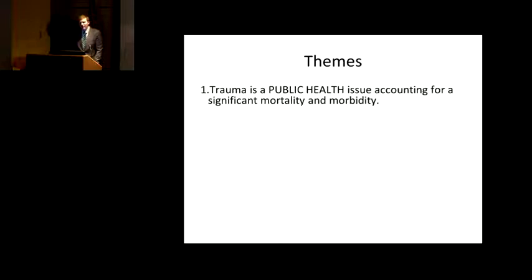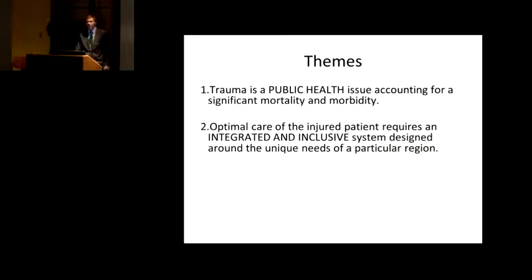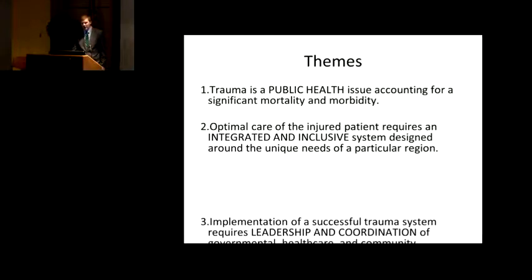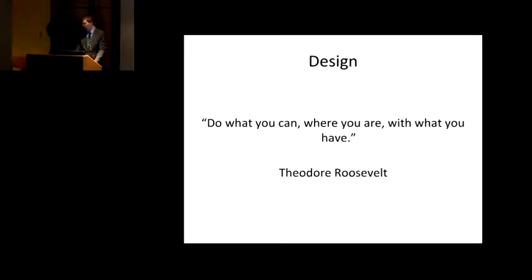So we see some themes emerging at this point. The first is that trauma is a public health issue which accounts for a significant morbidity and mortality. The optimal care of the injured patient requires an integrated and inclusive system designed around the unique needs of a particular region. And the implementation of a successful trauma system requires leadership and coordination of all governmental, healthcare, and community resources. I think ultimately we've been given the tools to accomplish some incredible and amazing things to the betterment of our patients and our community. And we need to take every and full advantage of our situation to do so.